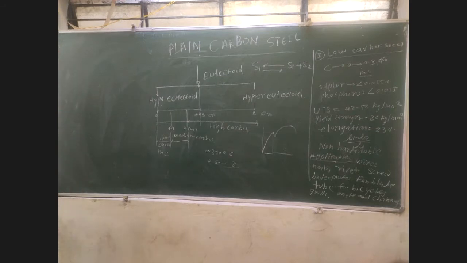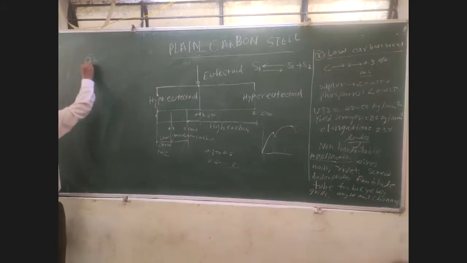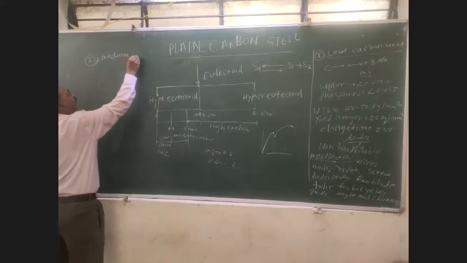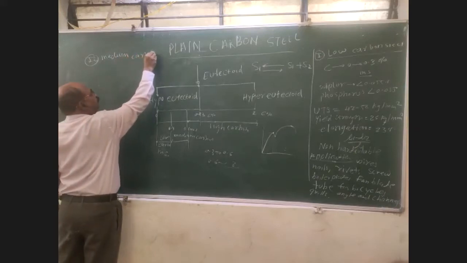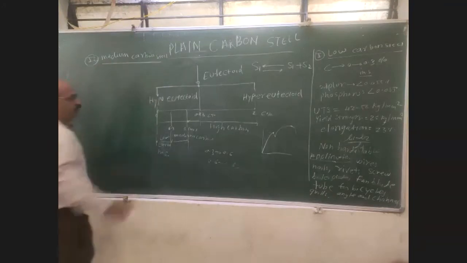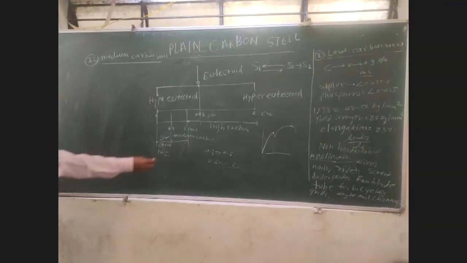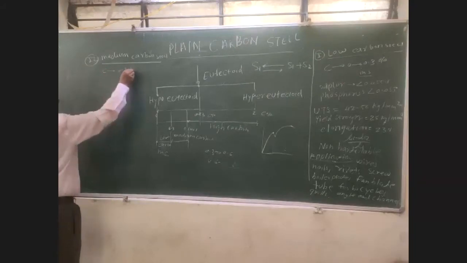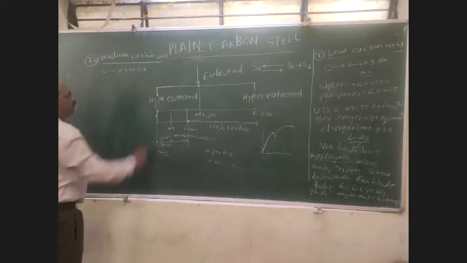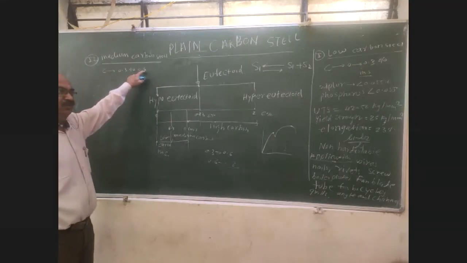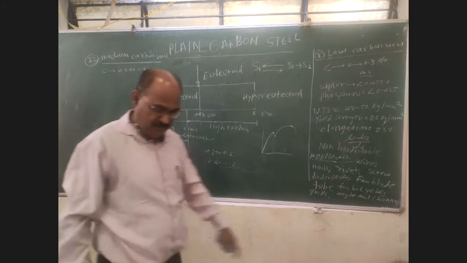Now we will go to the next part, that is the medium carbon steel. How much is the carbon percentage? Very simple. It contains 0.3 to 0.6. In some books, it is given as 0.7 also.